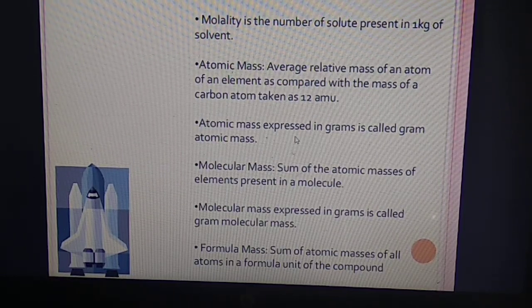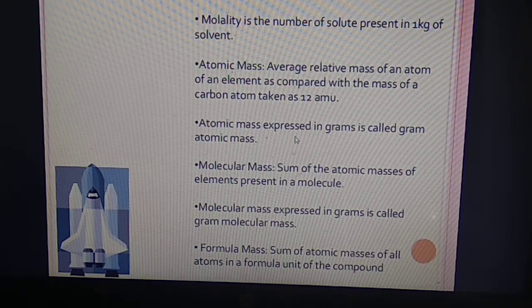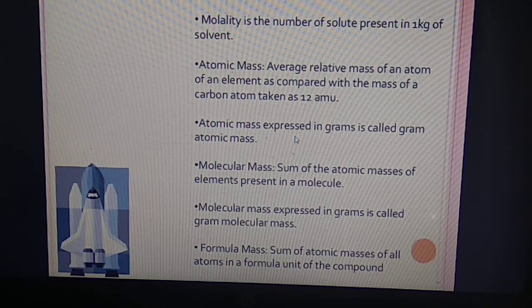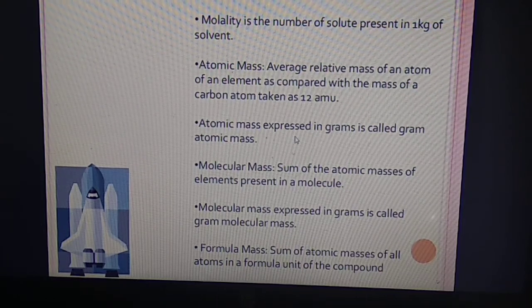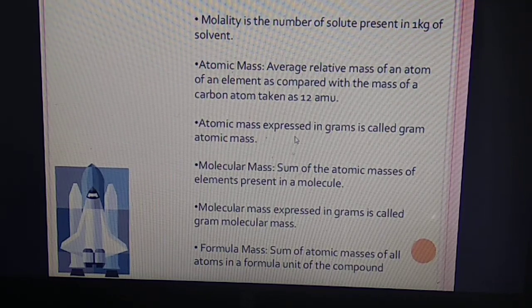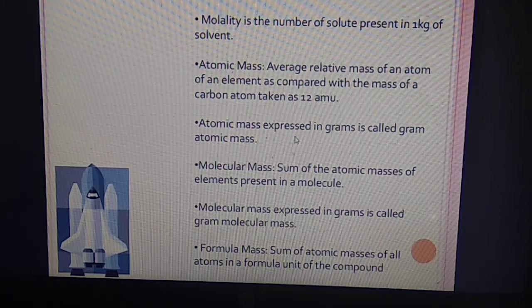Molality is the number of moles of solute present in 1 kg of solvent. So what is the difference between molarity and molality? Molarity is the number of moles of solute present in 1 liter of the solution, but molality is the number of moles of solute present in 1 kg of solvent. Another thing, students, molarity depends upon temperature, but molality does not depend upon temperature. So these are the 2 points for the difference of molarity and molality.